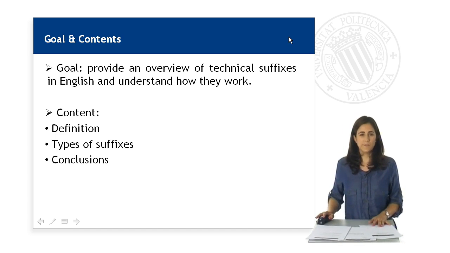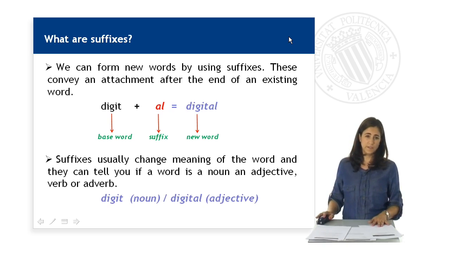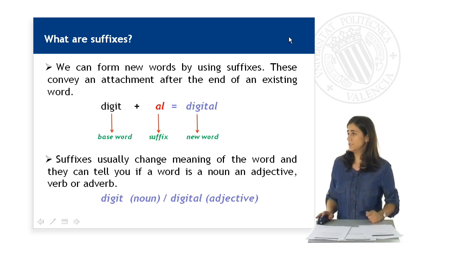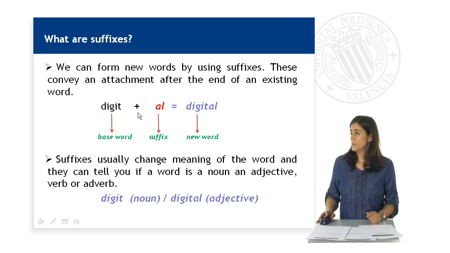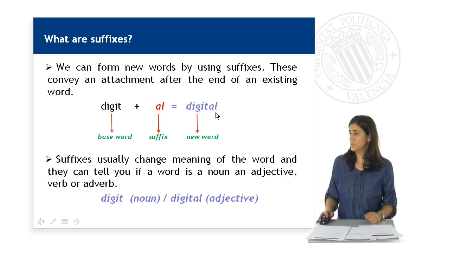So, let's start. What are suffixes? We can form new words by using suffixes. These convey an attachment after the end of an existing word. Let's see the example here. We have the base word digit, which we add the suffix -al to create a new word, which is digital. In this case, an adjective.